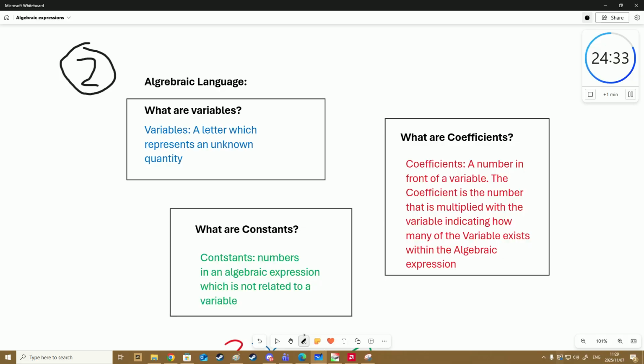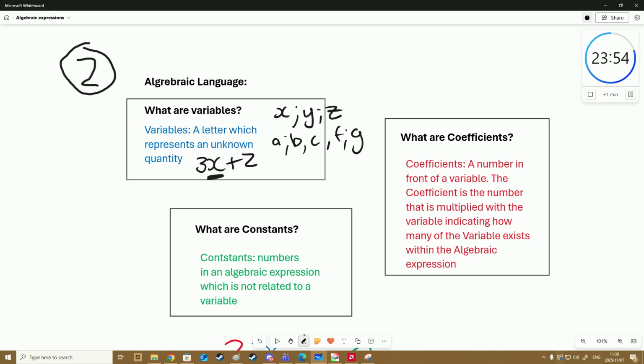So first off, what is a variable? A variable is a letter which represents an unknown quantity. So in our example, we said that 3x plus 2. In this expression, x would be the variable. So this can be any letter in the alphabet. Most commonly, it's x, y, or z. But it's not limited to these three letters. It can be A, B, C, F, G, any letter in the alphabet, from A to Z.